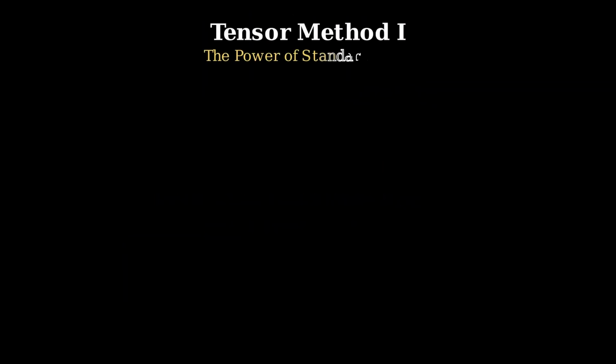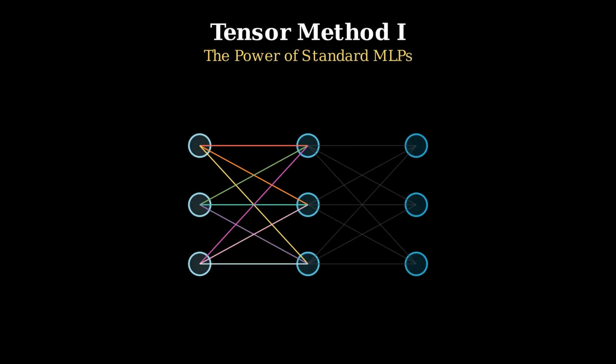Let's begin with our primary object, a standard multi-layer perceptron. Here, every single connection weight is completely independent. With this dense web of unique parameters, signals can flow freely, allowing the model to approximate virtually any complex function.